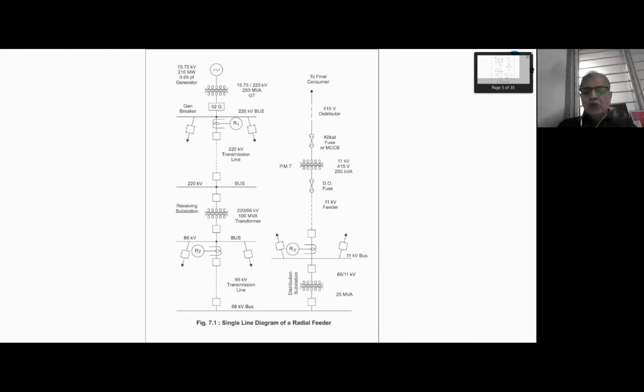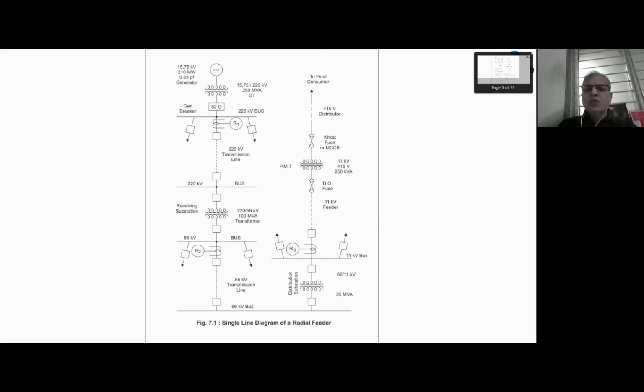Now I have not shown any protection in distribution transformer or power transformer in receiving substation, because we are talking about transmission line protection. So R2 similarly is protecting 66 kV transmission line, and R1 is protecting 220 kV transmission line. If there is a fault in 415 volt distributor, then MCCB will clear the fault. It will isolate the faulty system from the remnant healthy system, and this is all what is known as protection.